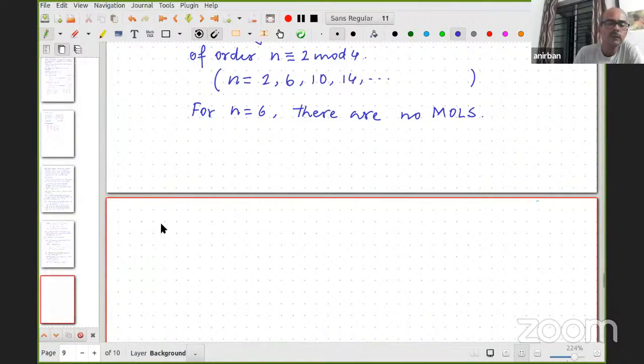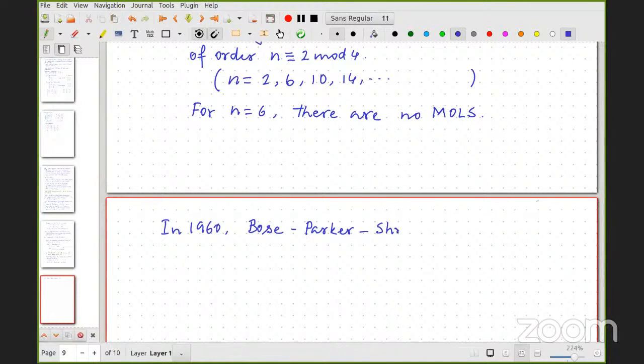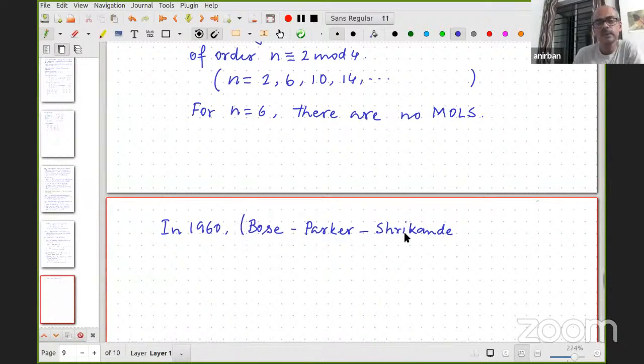Yeah. So in 1960, three mathematicians, Bose, Parker, and Srikhande, two of them are Indians in fact, just to get the spelling correct. They wrote two papers, one of them is Bose-Srikhande and then Bose-Parker-Srikhande, and they established that Euler was wrong. Euler's conjecture is false.